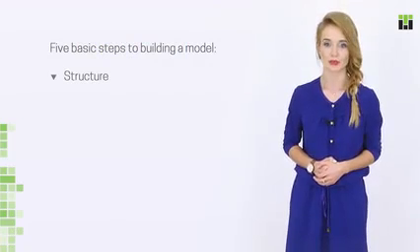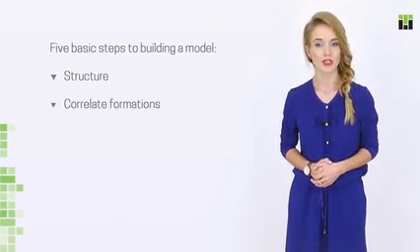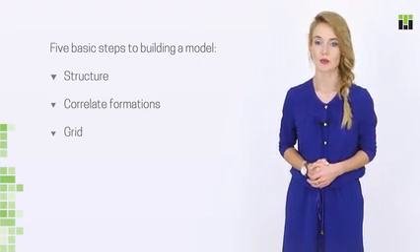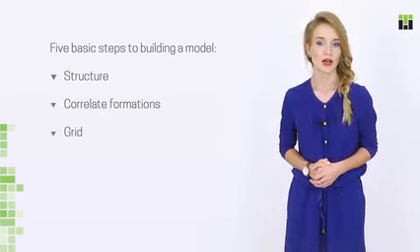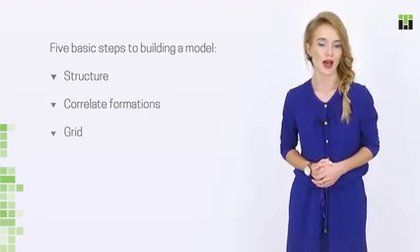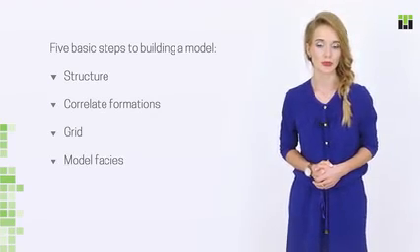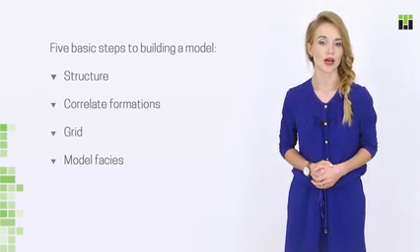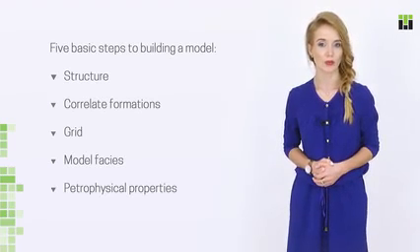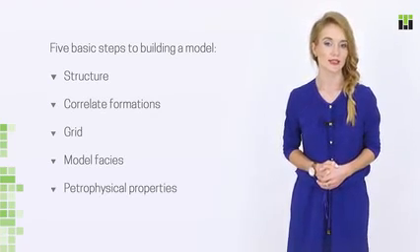First, you build a structure, measure formations and faults. Then, you correlate formations from well to well. Then, you build a grid. You decide how many cells will be in your model, how large they are going to be, and how they will be arranged. After that, your model features areas with similar properties distribution. And finally, you describe petrophysical properties. Each cell will have its own value of porosity, horizontal and vertical permeability, saturation, etc.